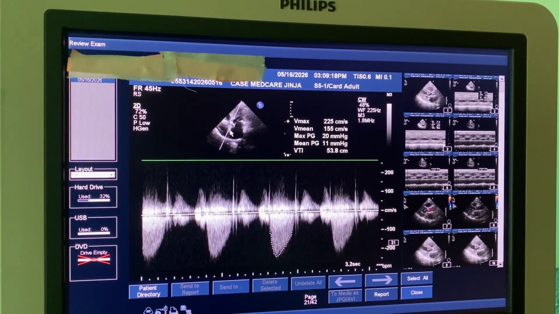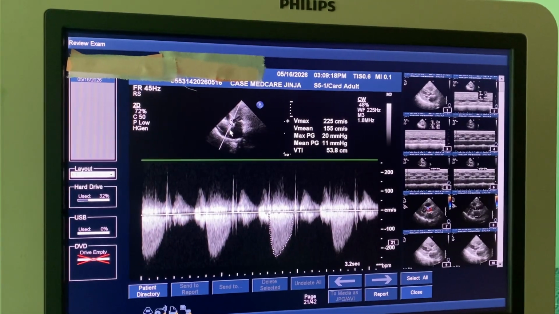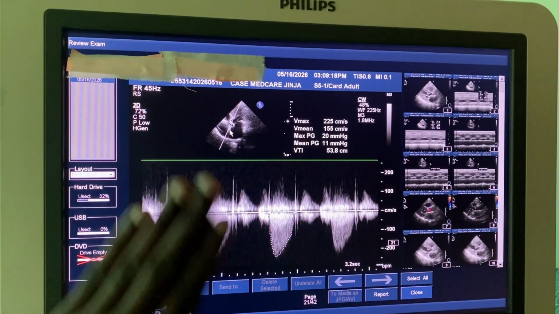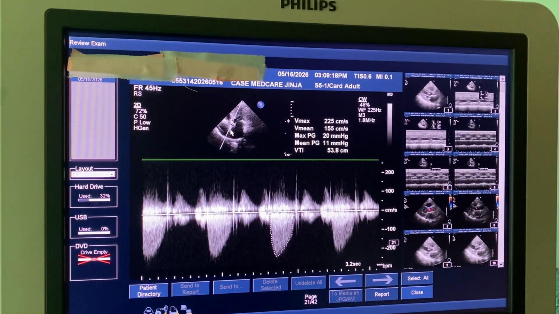Low flow, low gradient severe AS. Yes, those ones. So here we have to ask ourselves: is it truly severe AS, or is it moderate or mild? Is it truly severe? Because severity is valve area. Is it truly like that, or is it low flow?